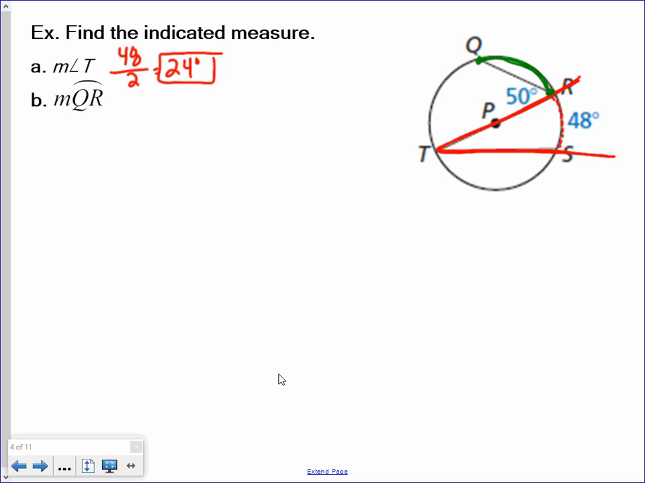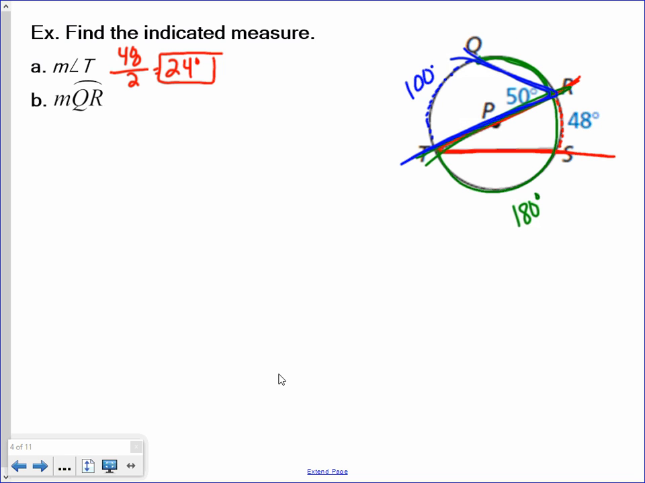However, we know this is 48, and actually this is a diameter because it goes through the center. So what's half of a circle? 180. So all of this is 180 right there. This angle is cutting off arc Q to T. So Q to T has to be double that angle. What's double 50? 100.